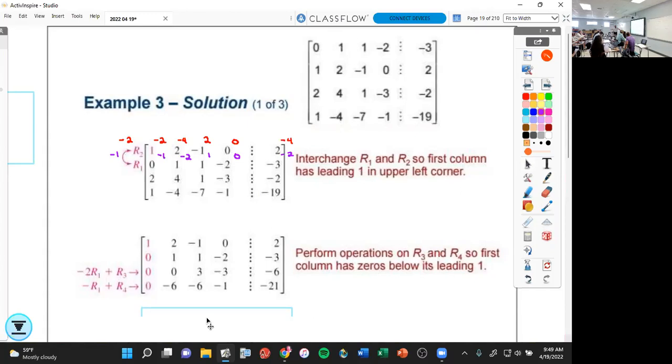How are we doing? Y'all following this? My first non-zero is a 1. My first non-zero is a 1. My first non-zero, not a 1. How can I turn that into a 1? Multiply it by 1/3. So I'm going to multiply this whole row by 1/3.